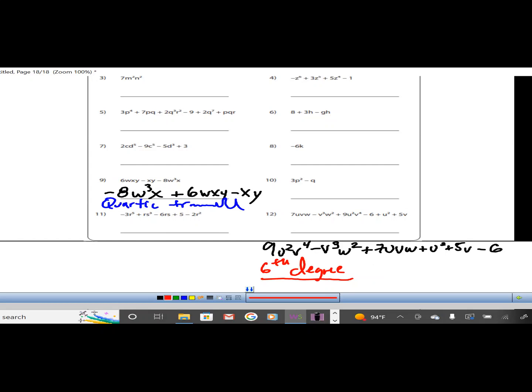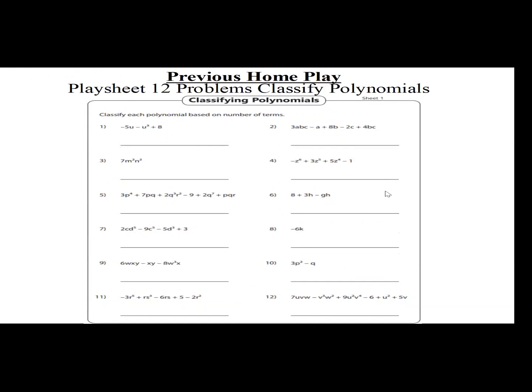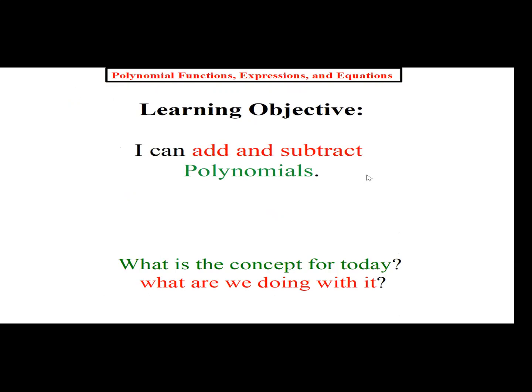Let's move on. So for tonight, once again, guys, our home play is pages 276, 277 odds only. You can get that in Canvas. Go to module polynomials and the last item there. All right, get a Cornell note ready. Our objective for today, I can add and subtract polynomials.